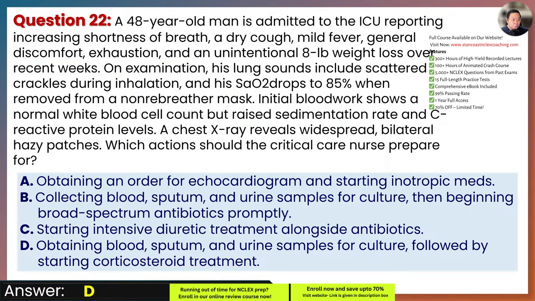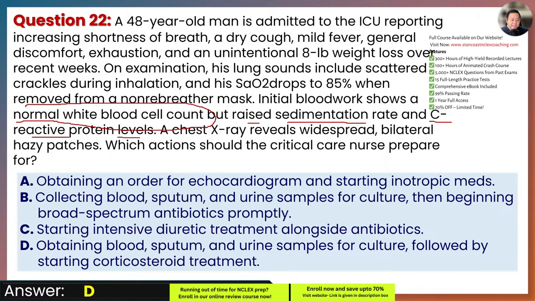It shows a normal white blood cell count. Okay, there is a raised sedimentation rate and C-reactive protein levels. These point to inflammatory responses. And the most effective approach is the one that directly addresses the underlying cause, which is why the corticosteroids are the right choice.